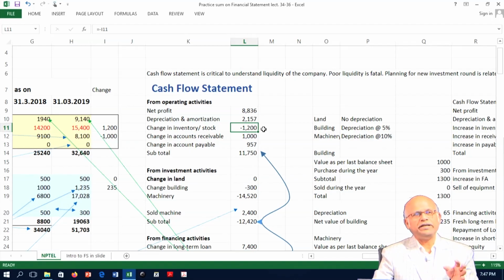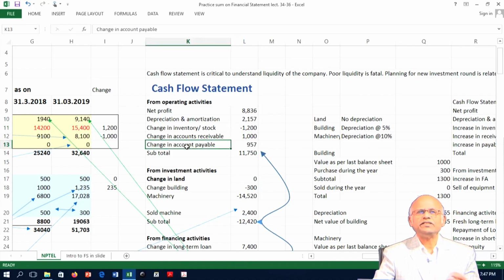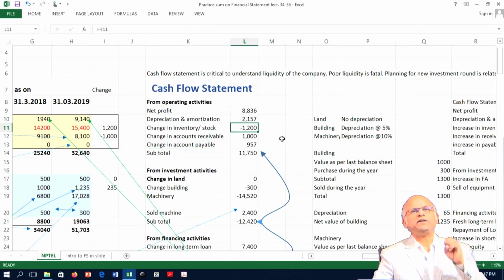You may argue that this may be a stock purchase on credit. That will come again in the change in accounts payable. So, these are explicitly taken care of. So, do not mix this with credit purchase or cash purchase or anything. If inventory goes up, you presume that money has been utilized for this purpose. So, this cash flow is a negative cash flow.